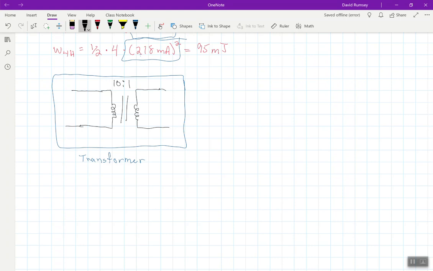Now, one of the things I wanted to talk about is that these coils here are a transformer, but inductors are used, critical for wireless power transmission.